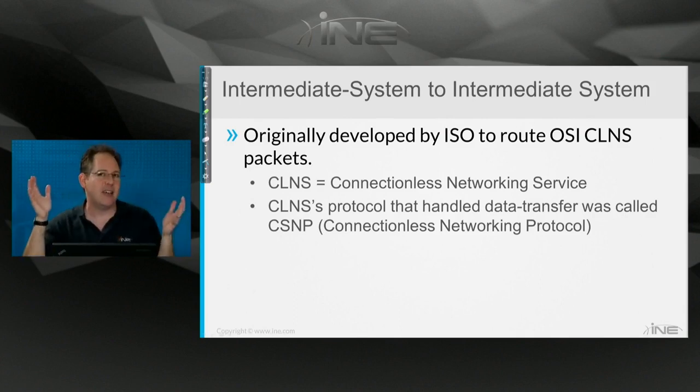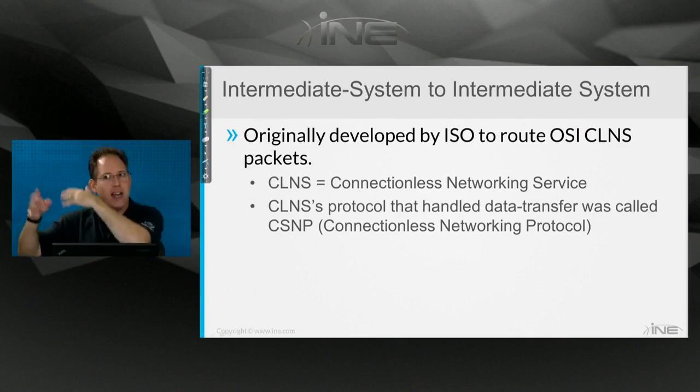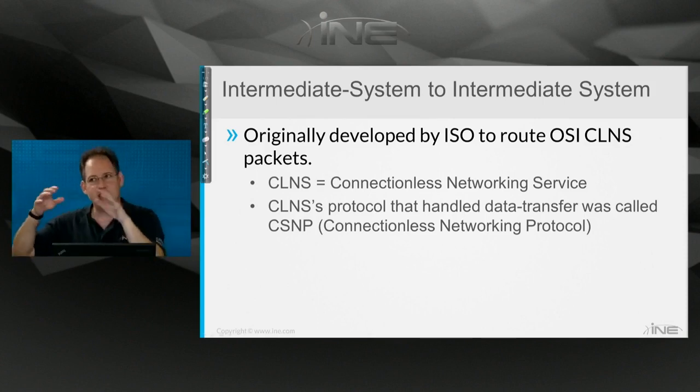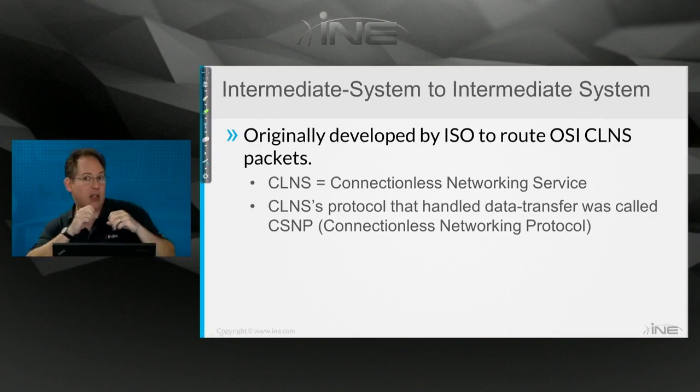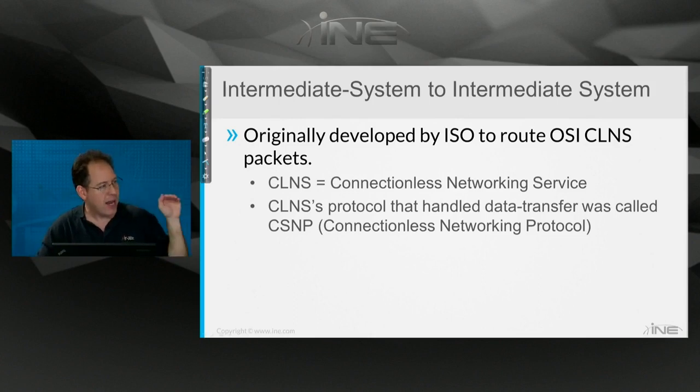Here, CLNS is sort of equivalent to the generic name TCP/IP. CLNS is the networking layer of the OSI model that the ISO came up with. And then the protocol that actually would encapsulate stuff was called CLNP. And IS-IS was originally developed to route that kind of stuff.